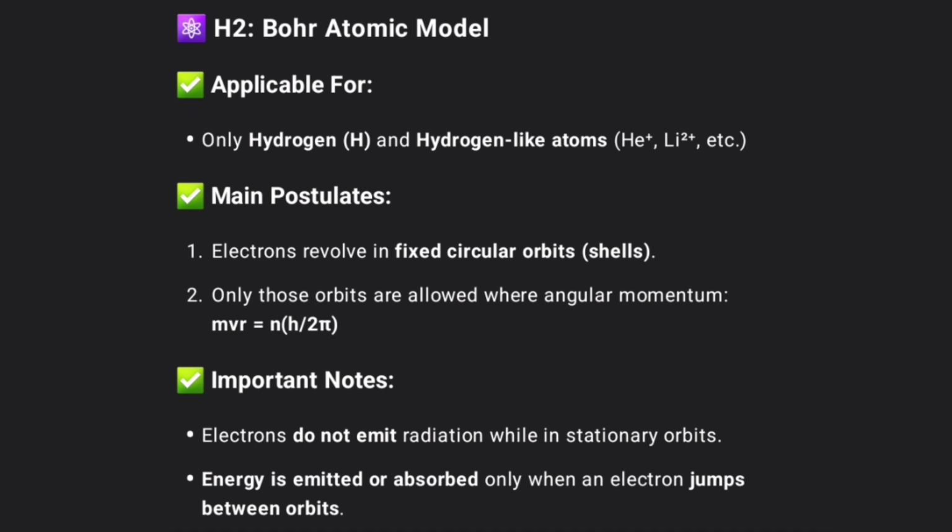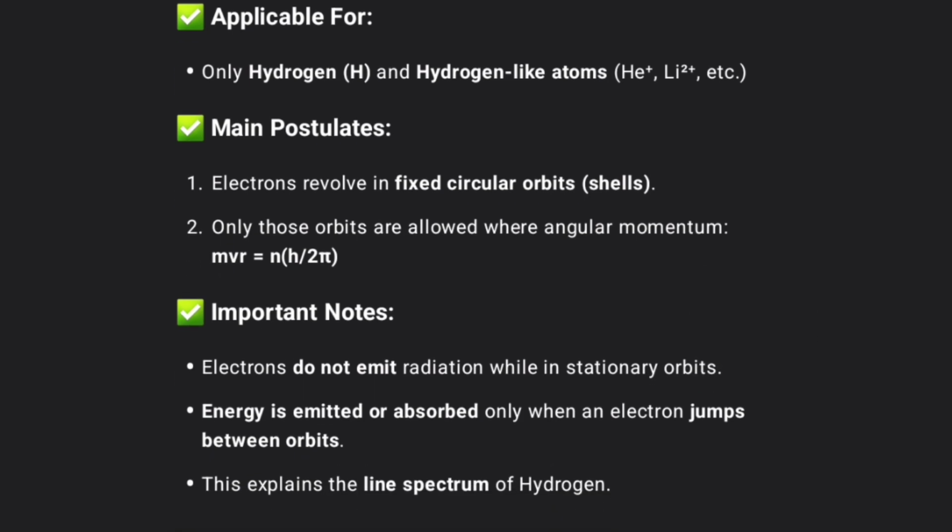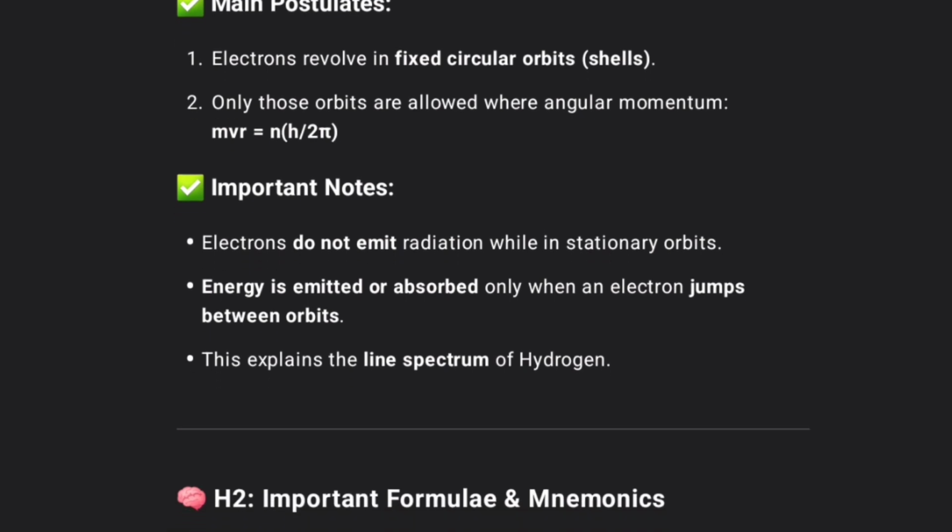Important notes. Electrons do not emit radiation while in stationary orbits. Energy is emitted or absorbed only when an electron jumps between orbits. This explains the line spectrum of hydrogen. Important formulas and mnemonics.